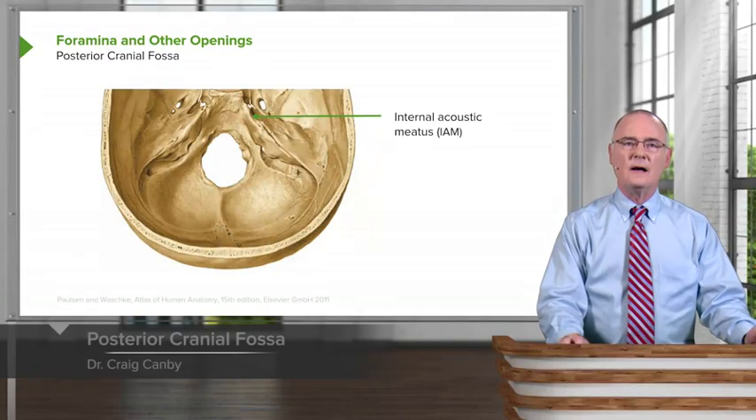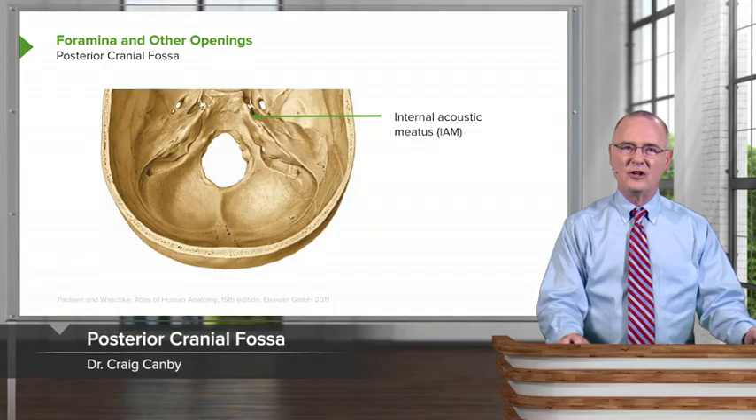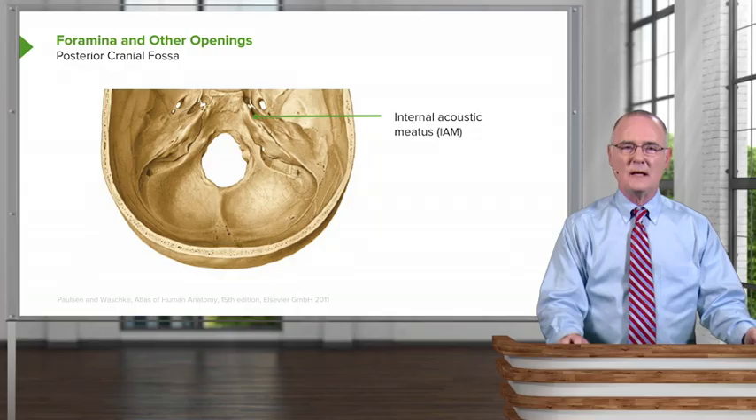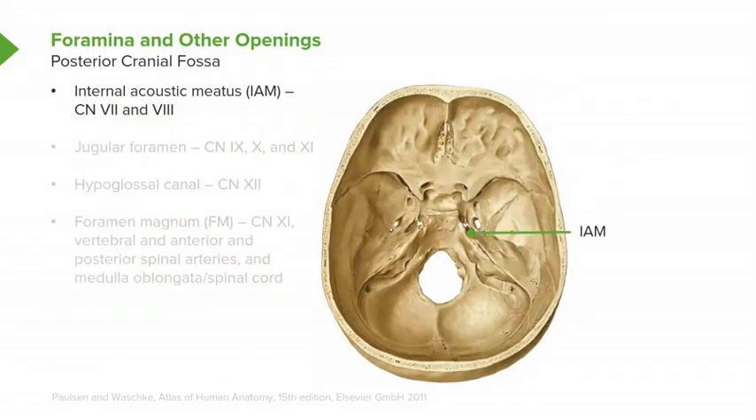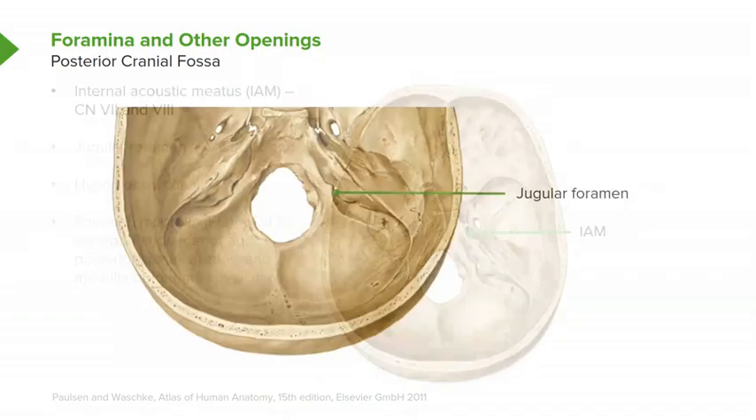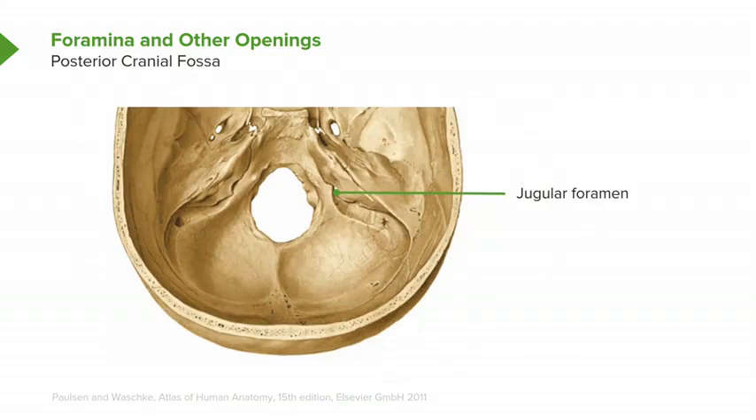The third and final fossa is referred to as your posterior cranial fossa, and the openings of interest in this particular fossa would be first the internal acoustic meatus. See that opening right in through here in the temporal bone. This particular opening is going to transmit cranial nerve number 7, the facial nerve, as well as cranial nerve number 8, the vestibulocochlear nerve.